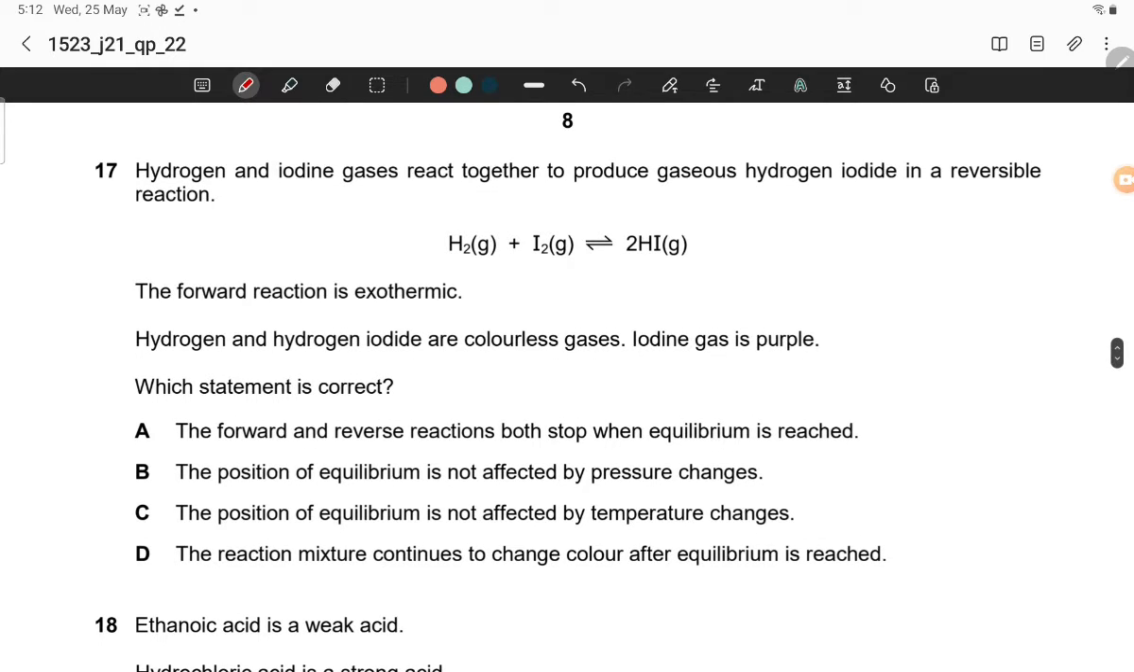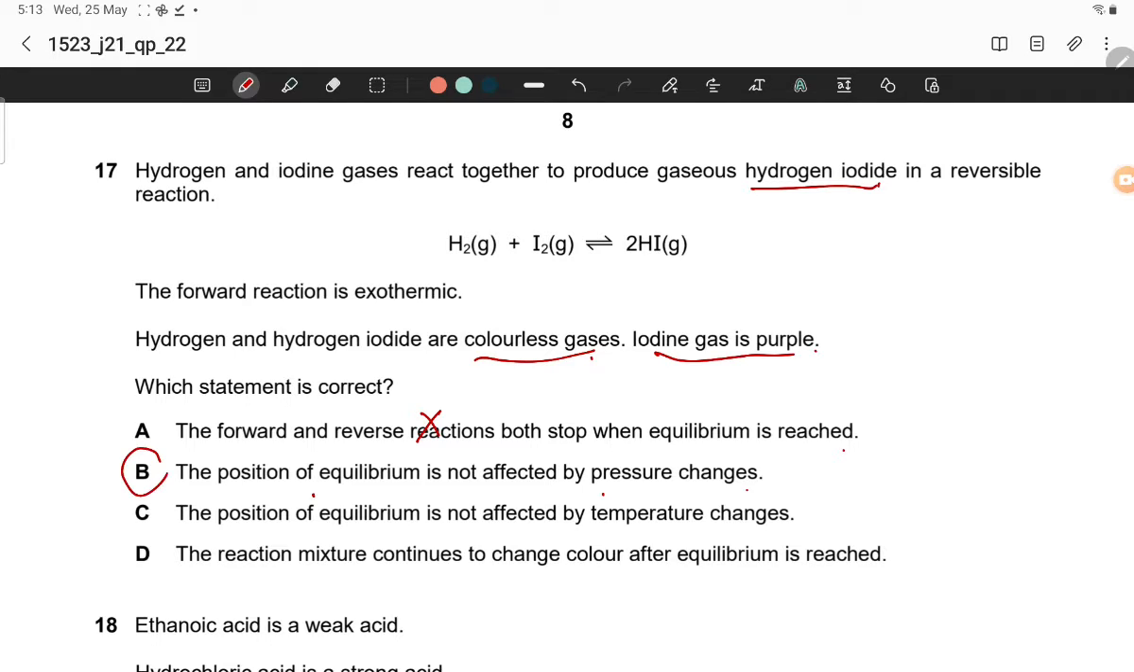Hydrogen and iodine gases react together to produce gaseous hydrogen iodide in a reversible reaction. The forward reaction is exothermic. Hydrogen and hydrogen iodide are colorless gases and iodine gas is purple. Which statement is correct? The forward and reverse reactions both stop when equilibrium is reached. The forward and reverse reactions both carry on at the same rate, so this is incorrect.